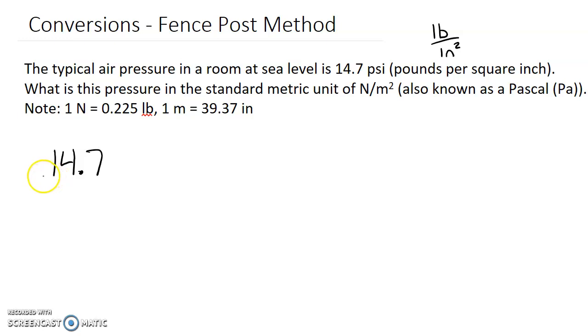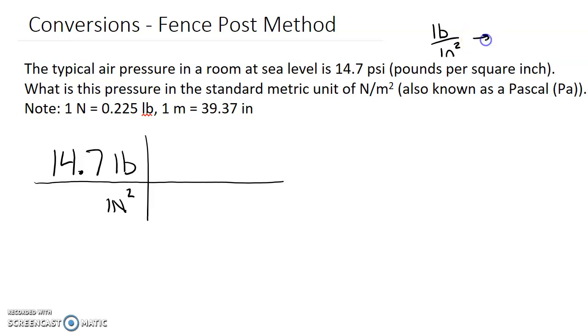And so we set up a fence post, and you have compound units in this case. We're going to put the pound in the numerator and the inches squared in the denominator. And that's where we start. So we start with 14.7, it's the quantity we have. We're going to convert pound per inches squared to a unit of newtons over meters squared. So pounds got to go to newtons and inches go to meters squared. And so I'm going to do it step by step. We're going to start with one unit at a time.